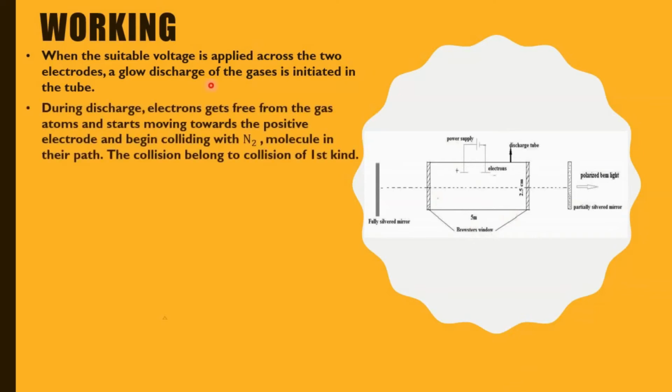Now the next is, during the discharge, electrons get free from the gas atoms and start moving towards the positive electrode. So whenever the discharge happens, the electron moves to the positive side and it collides with N2, that means the nitrogen molecules in their path.